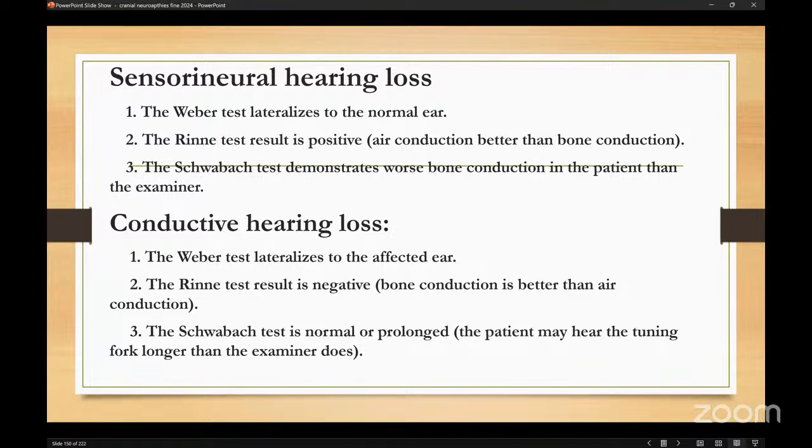Whereas in conductive hearing loss, Weber's test lateralizes to the affected ear. Rinne's test is negative because bone conduction is better than air conduction in conductive hearing loss.